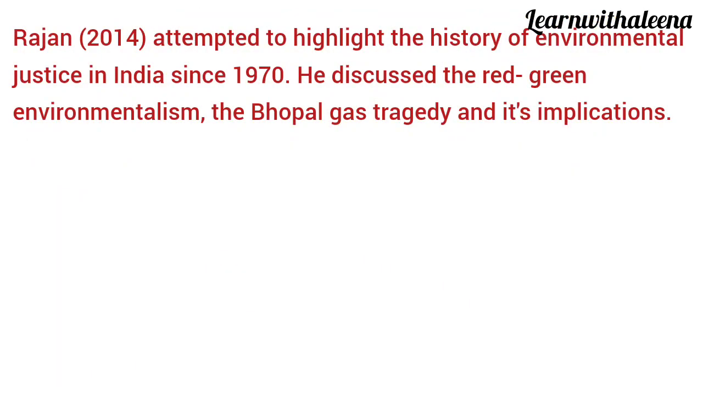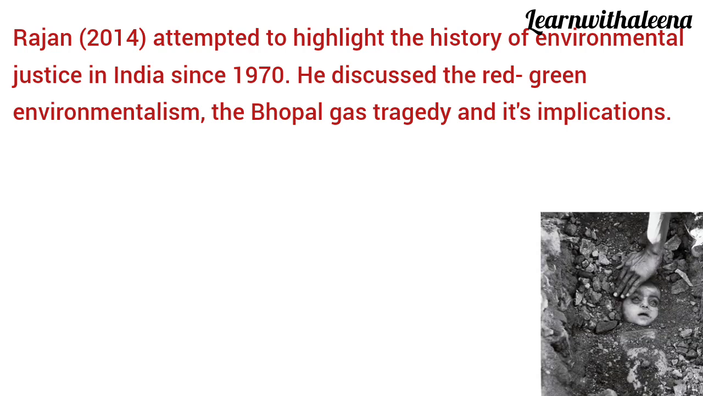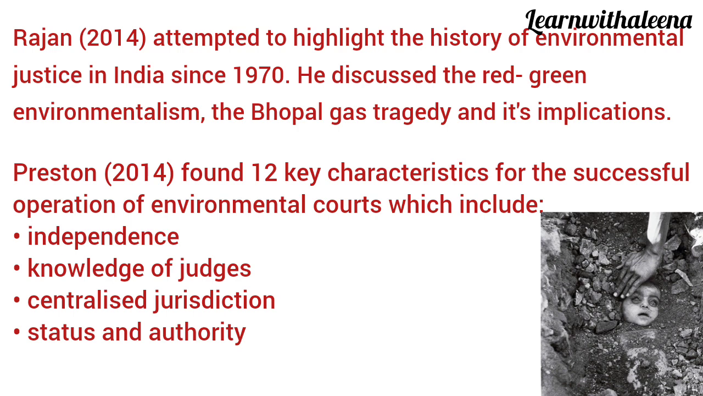In 2014, Rajan attempted to highlight the history of environmental justice in India since 1970. He discussed the red-green environmentalism, the Bhopal gas tragedy, and its implications. Preston in 2014 found 12 key characteristics for the successful operation of environmental courts, which include independence, knowledge of judges, centralized jurisdiction, status and authority, and much more.